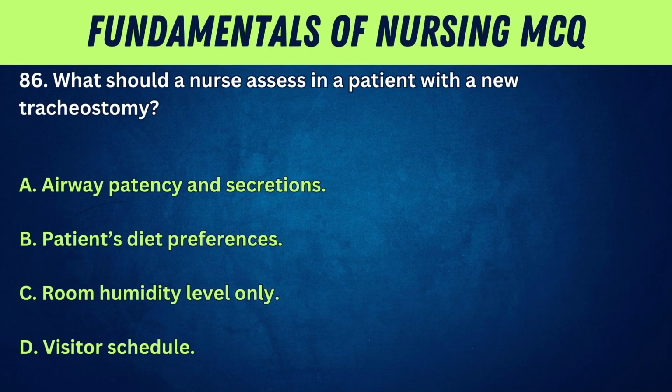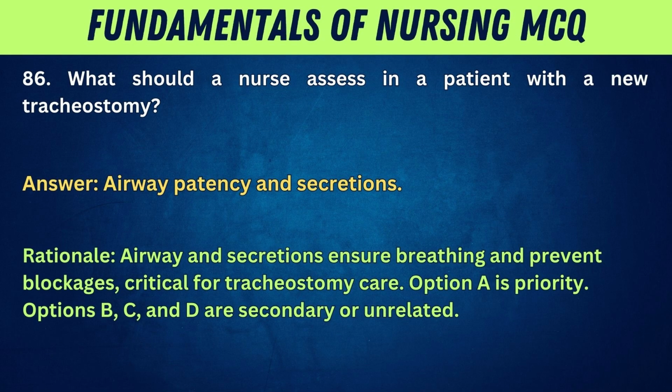86. What should a nurse assess in a patient with a new tracheostomy? A. Airway patency and secretions. B. Patient's diet preferences. C. Room humidity level only. D. Visitor schedule. Answer: airway patency and secretions.